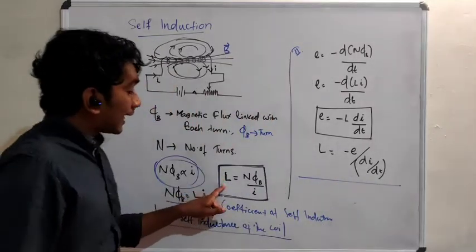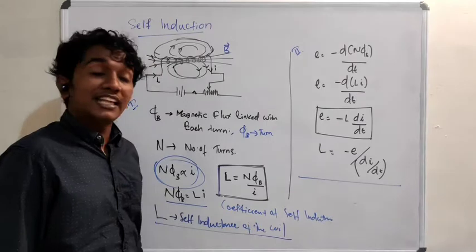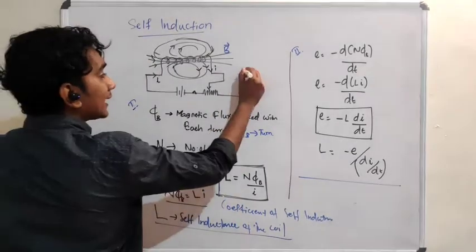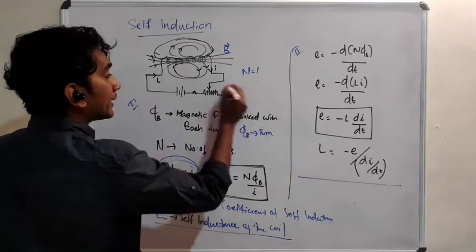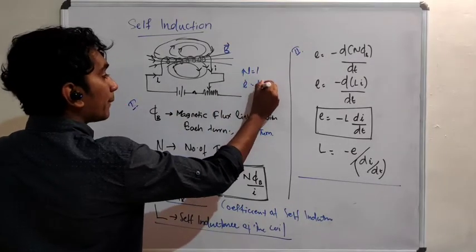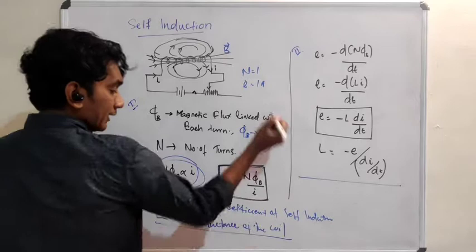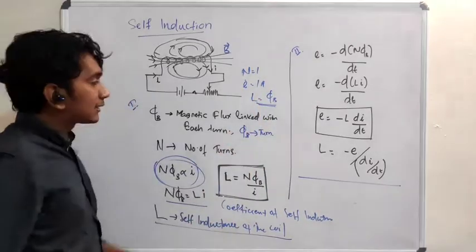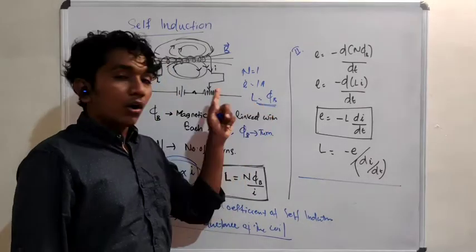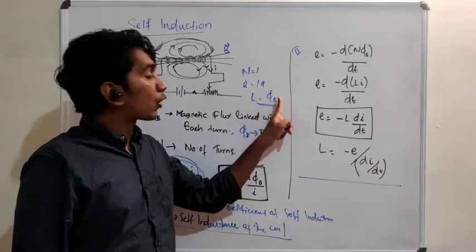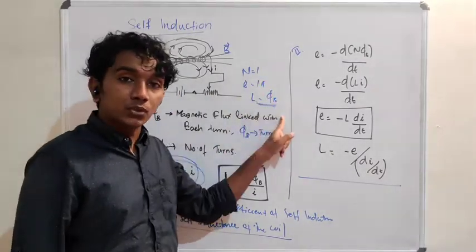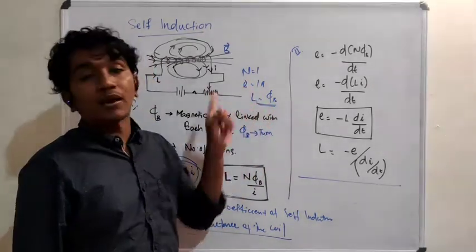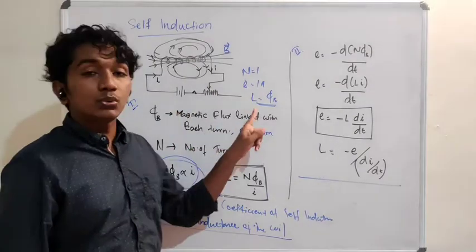I would also like to explain it in another way. Let's say L is equal to N into phi b divided by I. Suppose N is equal to 1 and I is equal to 1 ampere. Then what will be L? L is equal to phi b, which means self-inductance is nothing but the total flux linked with the coil when the current passing through it is 1 ampere.